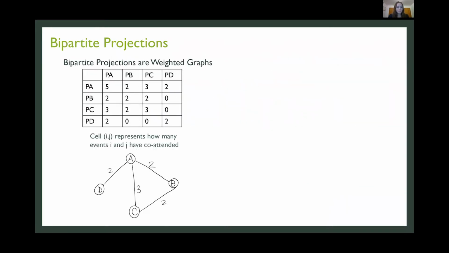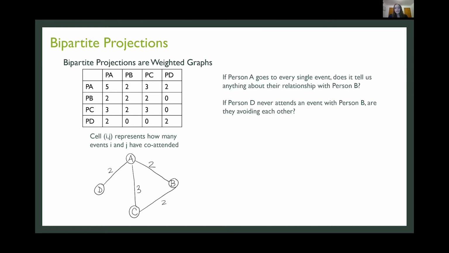So bipartite projections are weighted graphs. Each edge in our graph represents the number of events that two people have attended together, so co-attendance. So here between A and C, if we went back and looked at our bipartite adjacency matrix, we'd see they were both at the same 3 events.